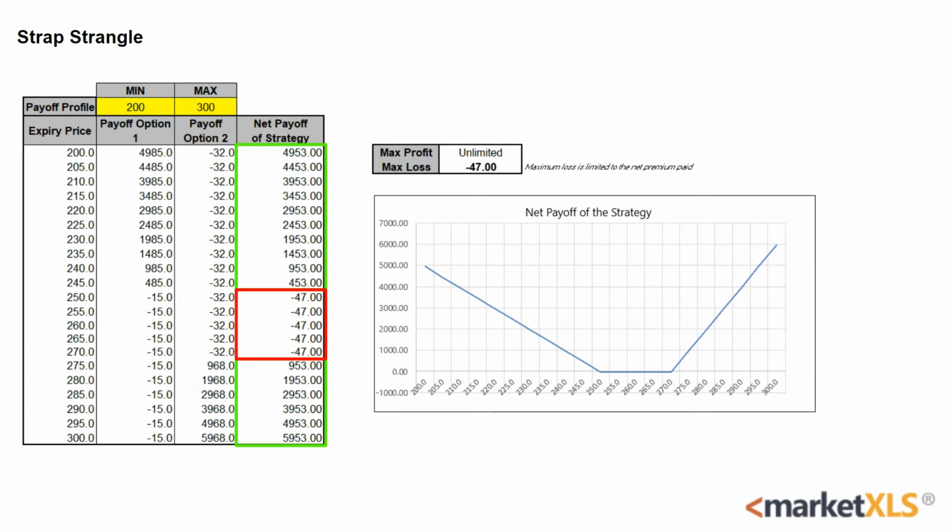Coming to the break-even point now. There are two break-even points for the Strangle position. A lower break-even point is equal to the put strike price minus the net debit. The upper break-even point is equal to the call strike price plus the net debit divided by the number of call options divided by the number of put options.